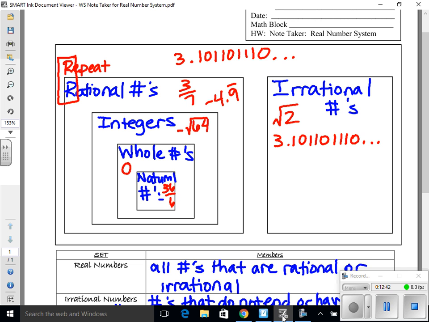Okay, so there's your real number system and all of its vocabulary and placements. We will do more in class with actual activities based around the system, but learn your words and learn their definitions, and it should work out for you.